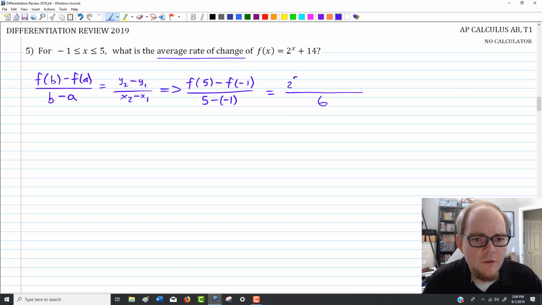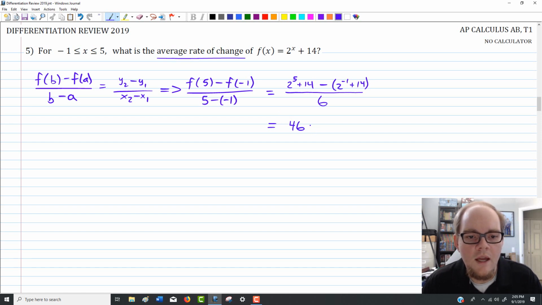F of 5 is going to be 2 to the 5th plus 14. We'll deal with that in a second. And f of -1 is going to be 2 to the -1 plus 14. So again, totally correct answer, actually. I could see an argument for stopping right there, but that's not a luxury I have. So I shall continue. So first of all, 2 to the 5th is 32. It's 2 to the 3rd times 2 to the 2nd. Lots of different ways to get there. So 32 plus 14 is 46.